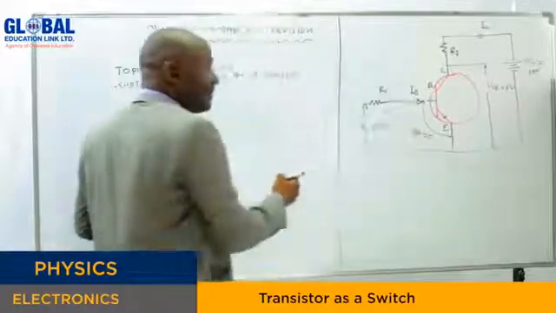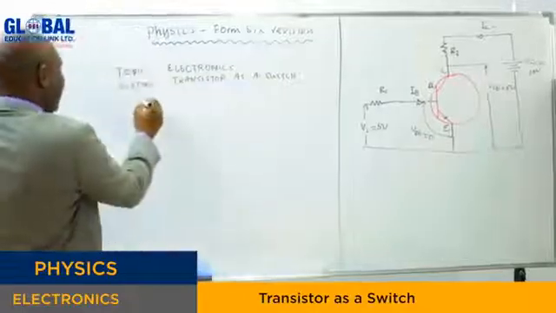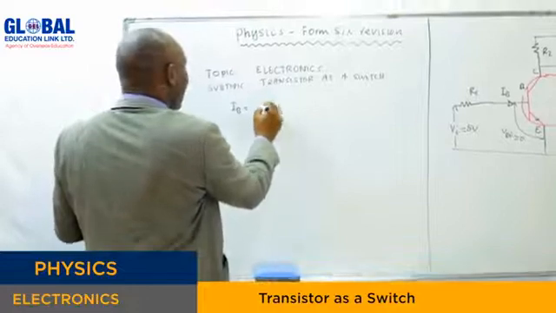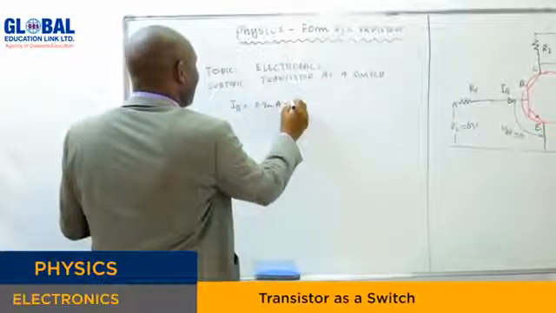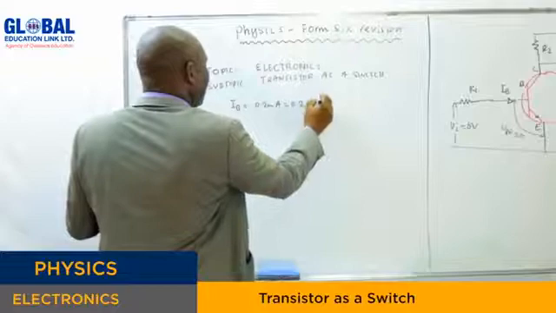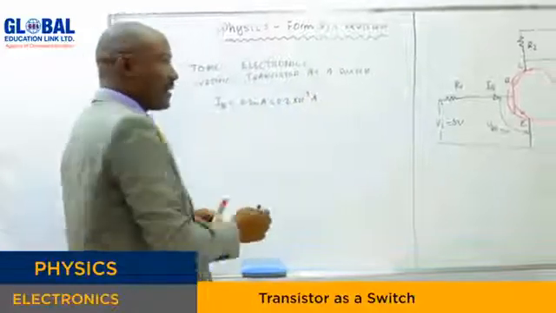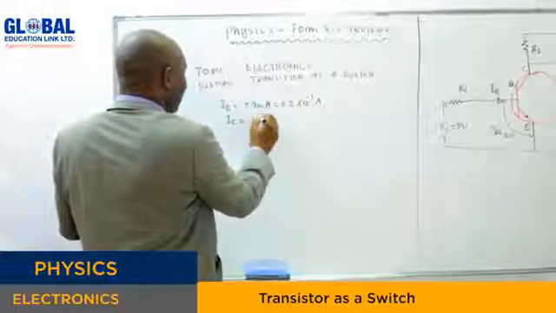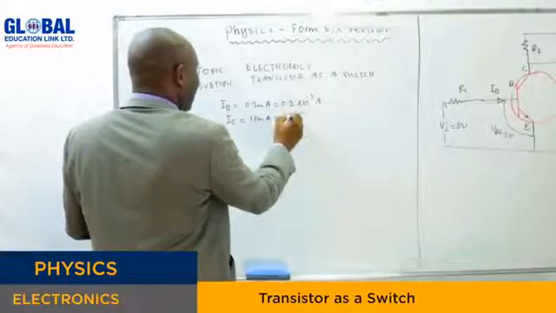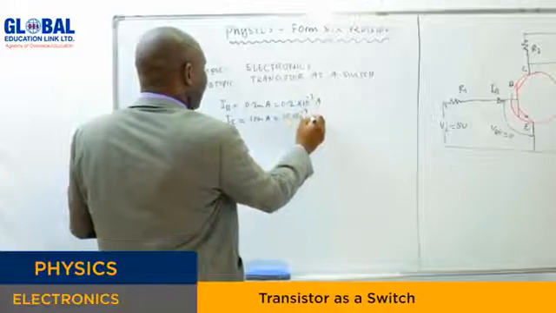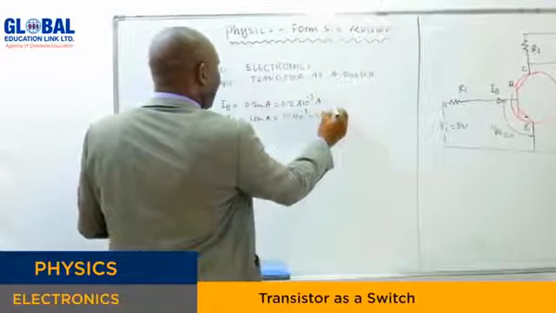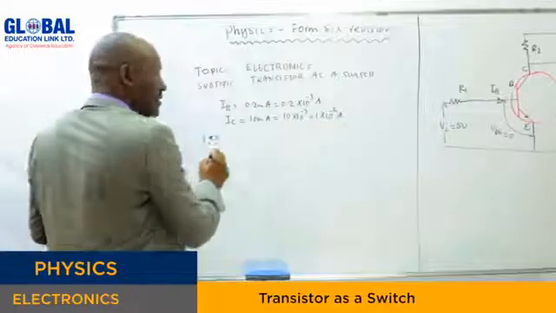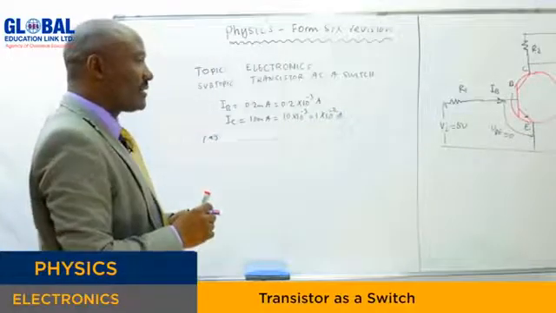So the base current and the collector current are given. Base current IB is given as 0.2 milliampere, which is 0.2 times 10 to the negative 3 ampere. And we have the collector current equals 10 milliampere, which equals 10 times 10 to the negative 3. This gives us 1 times 10 to the negative 2 ampere. So part A of this question, we're looking for the values of R1 and R2.